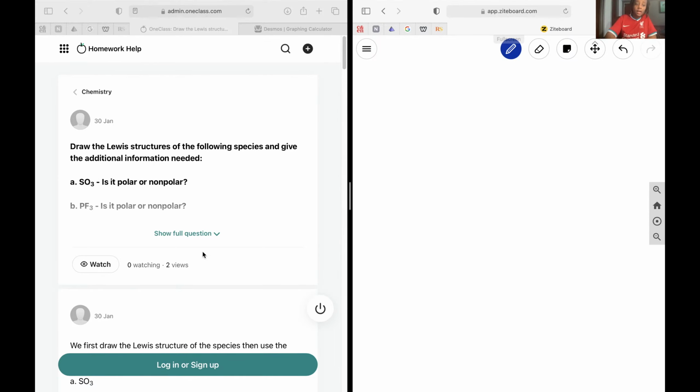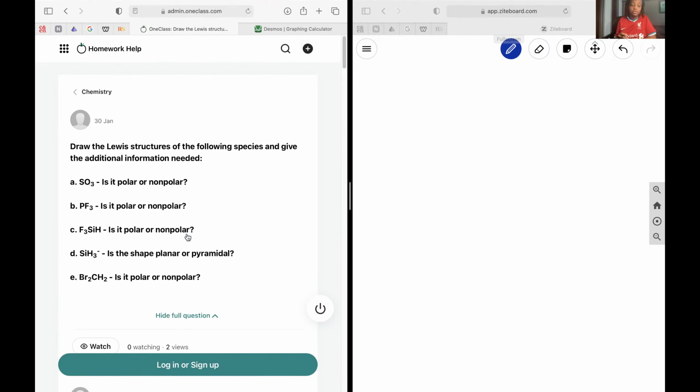Okay, next up, I would like to draw the Lewis structures of the following species and give the additional information that is asked for. And so, let's do part A first. So I have SO3.